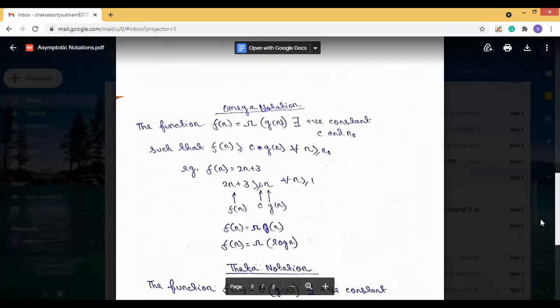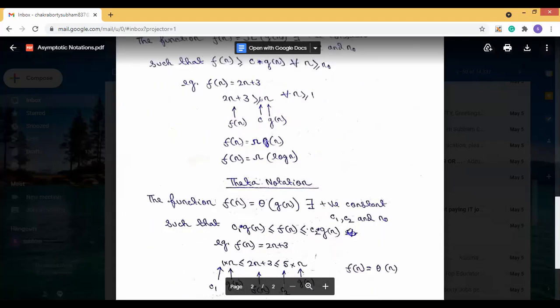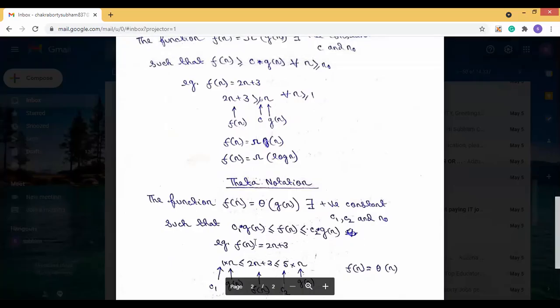Okay. And in case of theta notation, we can say a function f(n) equals theta of g(n) for all positive constants c1, c2, and n0. c1 and c2 are the constants, and n0 is the minimum value, such that c1 of g(n) is less than or equal to f(n), which is less than or equal to c2 of g(n). Because this is the condition, in omega notation our f(n) will be greater than or equal to the bound. The theta notation is used for the average condition.